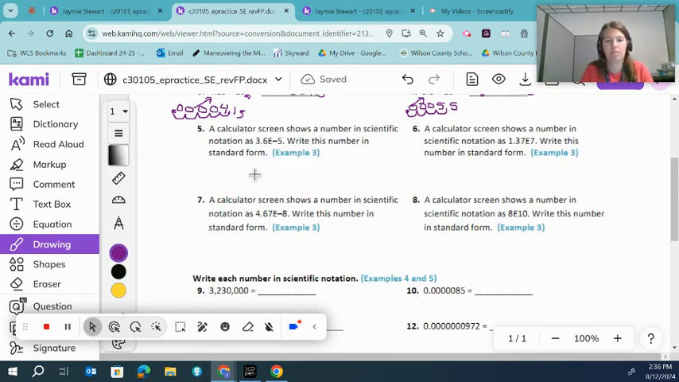These next 4 problems, numbers 5 through 8, talk about the way that scientific notation looks in your calculator, and they use this E notation. So this E notation just means times 10 to the power of. It's a shorthand way for your calculator to be able to do this without having to type out all of it. So this would be 3.6 times 10 to the 5th power. 1.37e7 would be 1.37 times 10 to the power of positive 7. And you can try those next two on your own.